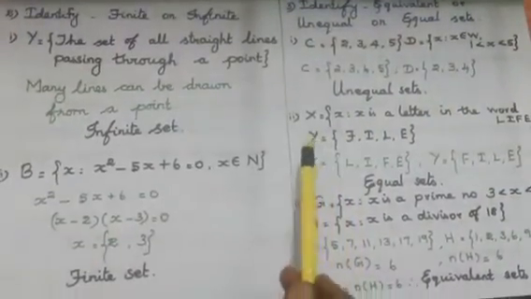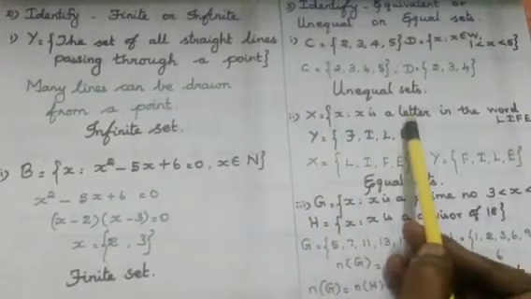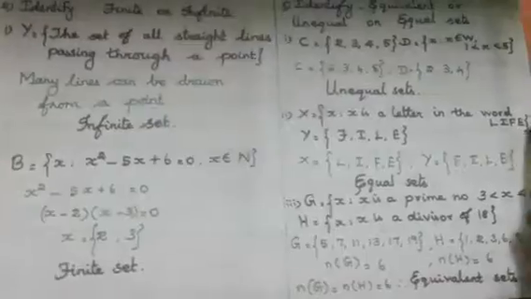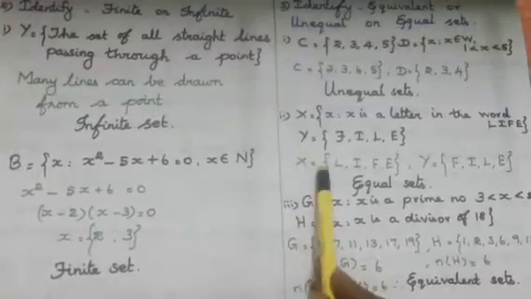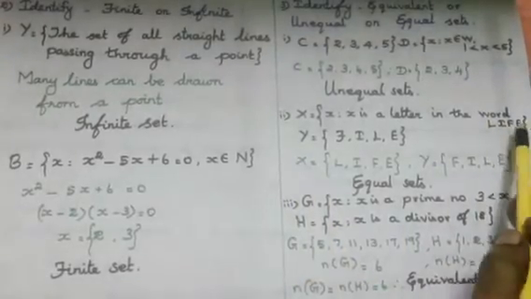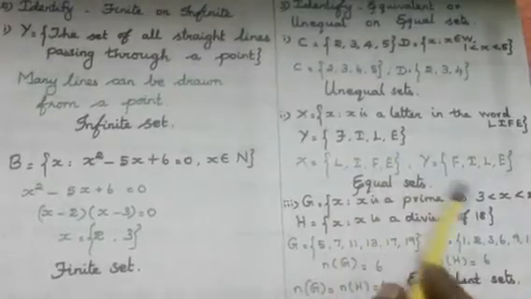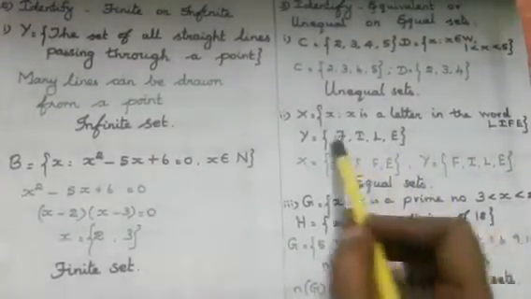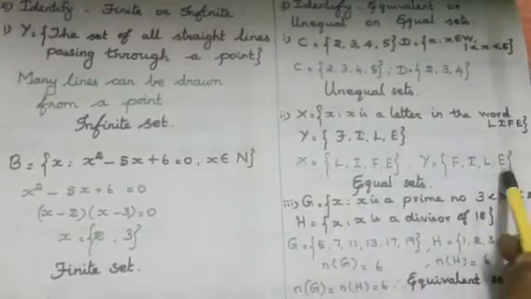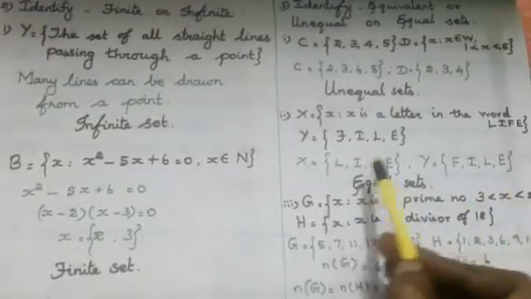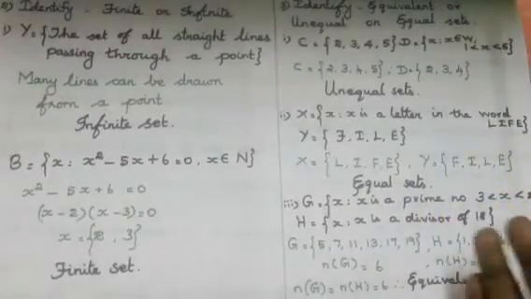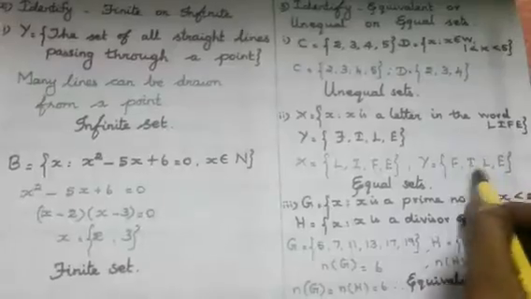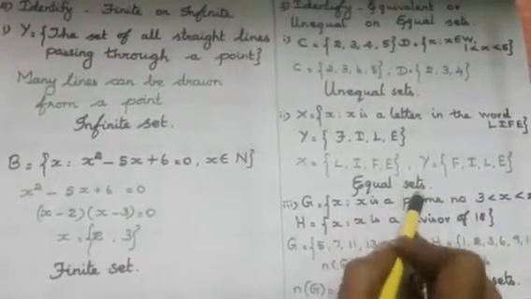Next sum, X is equal to {x such that x is a letter in the word LIFE}, then Y is equal to {F, I, L, E}. So for the first set we should write X is equal to what are the letters? L, I, F, E. So put a comma and write the letters only. Then Y is directly given, so F, I, L, E. Same letters are in the two sets. F here is also given, here is also given. Here letters are interchanged, but both sets have the same letters. So it is equal sets.